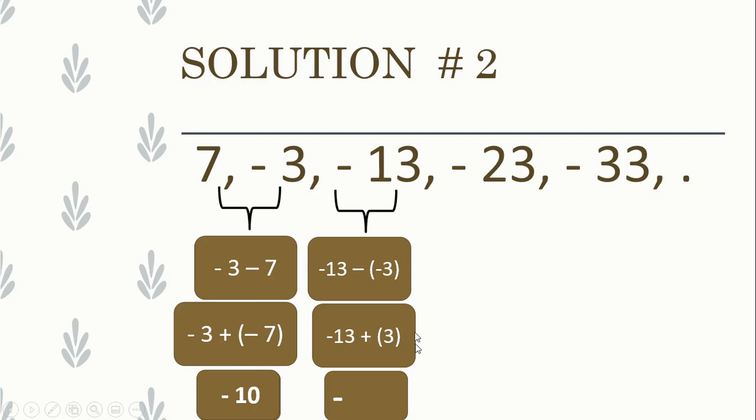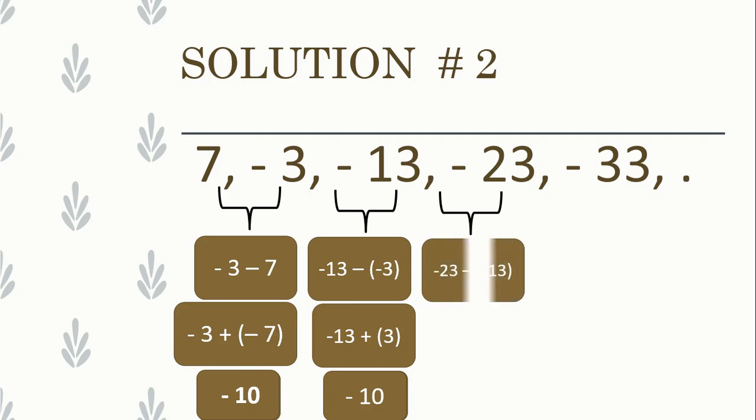Then, subtract their absolute values. The absolute value of -13 is 13. The absolute value of 3 is 3. So 13 minus 3 is 10. Therefore, the final answer is -10. Next two consecutive terms are -13 and -23. The previous term of -23 is -13.